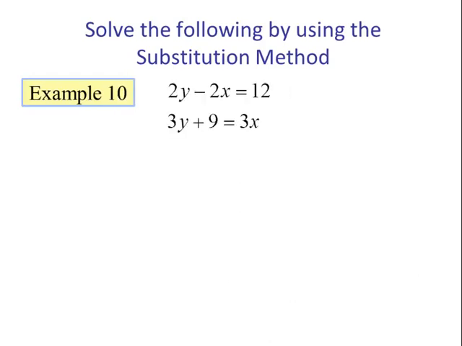Our last example, example 10. Solve 2y minus 2x equals 12, 3y plus 9 equals 3x. So here's our first example where we do not have a coefficient of 1 in either equation. So for this example, it really doesn't matter if we solve for x or y here. Here, if we solve for x, we're going to divide everything by 3. And we're lucky we don't end up with any fractions. Or we could solve for y and divide by 2, or we could solve for x and divide by 2.